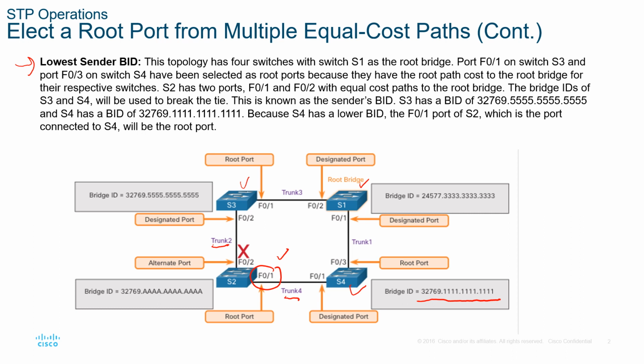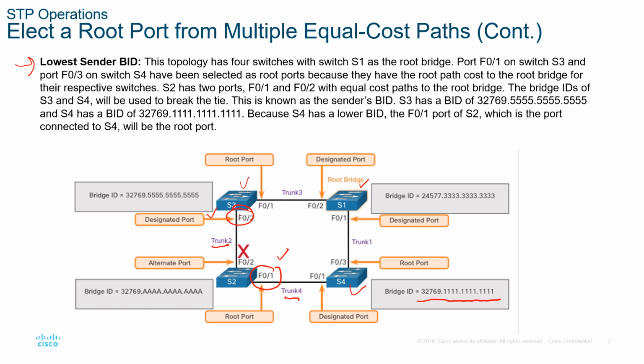Later, in the last segment, which is trunk 2, we need to decide which one is the designated port and which one is the alternate port. Because port F02 has the closest path to the root bridge, that is the reason why it is selected as the designated port. Finally, in this segment, F02 of S2 will be elected as the blocked port or alternate port. I hope that it is clear.